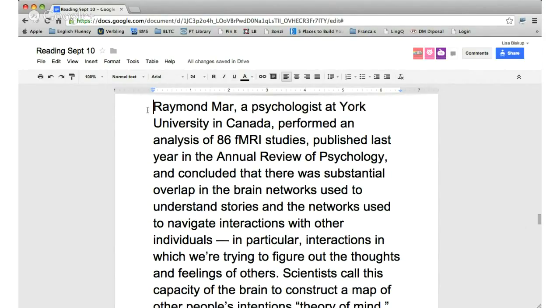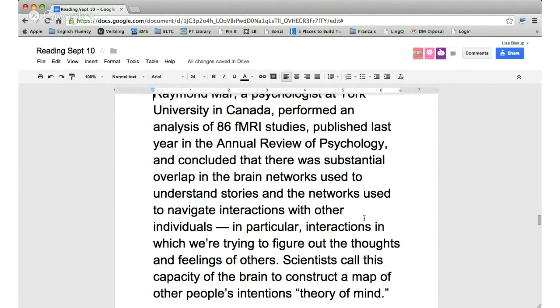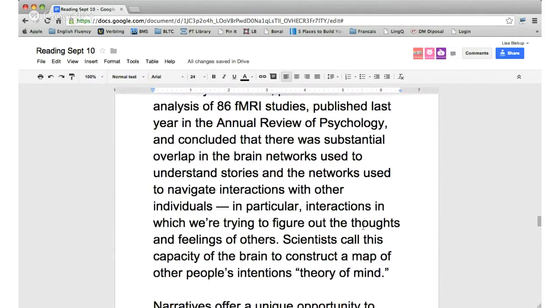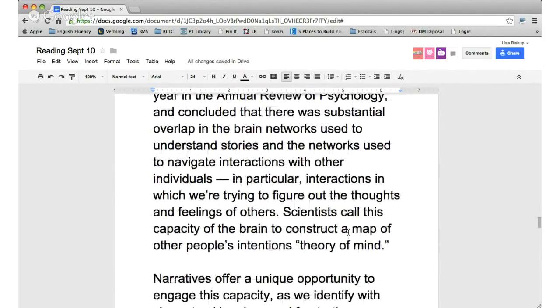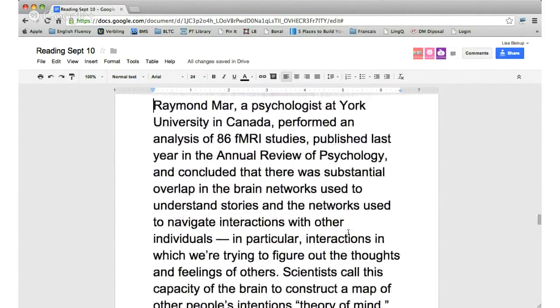Raymond Mar, a psychologist at York University in Canada, performed an analysis of 86 fMRI studies published last year in the Annual Review of Psychology and concluded that there was substantial overlap in the brain networks used to understand stories and the networks used to navigate interactions with other individuals. In particular, interactions in which we're trying to figure out the thoughts and feelings of others. Scientists call this capacity of the brain to construct a map of other people's intentions theory of mind. All right. So, Selma, was it your turn?